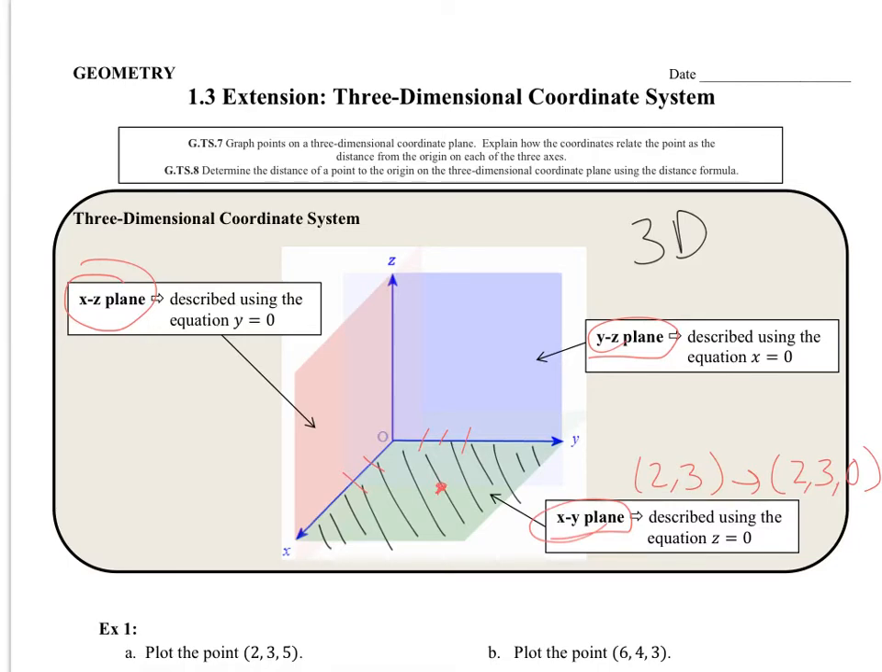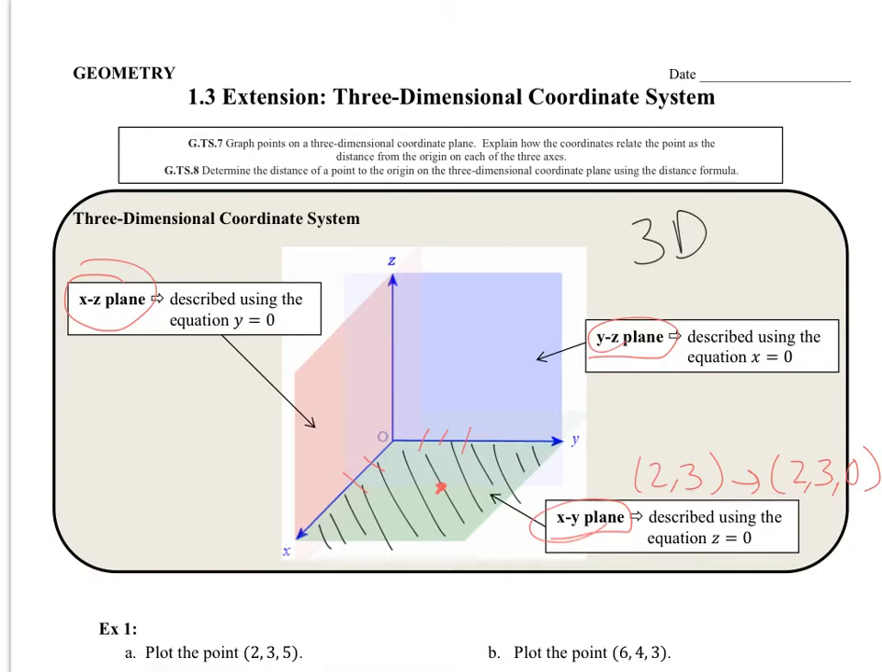Now, when we add the other 2 planes, this creates our 3 dimensions. In the XZ plane, y is set equal to 0, and in the YZ plane, x is equal to 0. This is done in the exact same way as the XY plane. The big difference between plotting in 2 dimensions and 3 dimensions is that now we have 3 axes. In 2 dimensions, the only 2 axes we'd work on are x and y. Now we are adding the z axis.